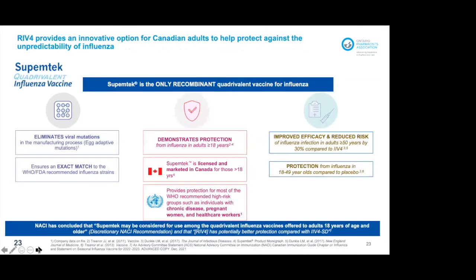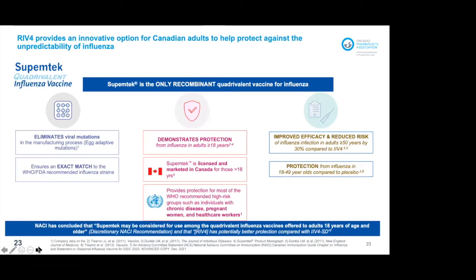So just a little bit more on the vaccine to understand its place. It really shows where it falls, the fact that it eliminates viral mutations in the manufacturing process, especially when you're using that egg process rather than the recombinant process. There is a larger chance that it is a closer match to what the WHO identifies as a strain that will be circulating for that year.